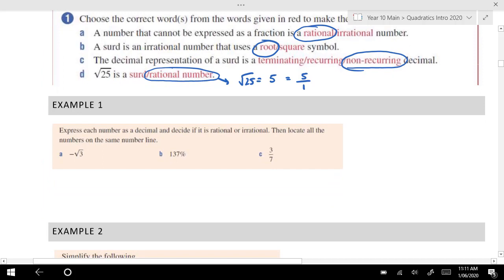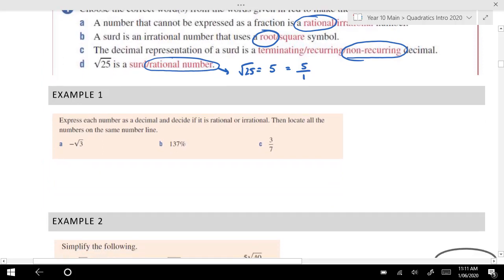Okay, now let's have a look at this. If we want to express each of these and decide if it's rational or irrational, well, negative root 3 is going to be around negative 1.7320508, and so on. Well, we could locate that on a number line, but is it rational or irrational? It's irrational.